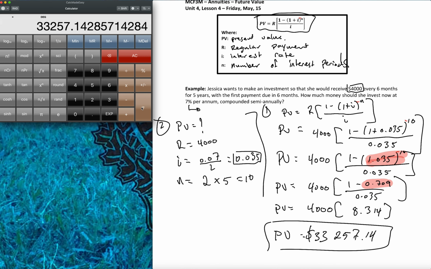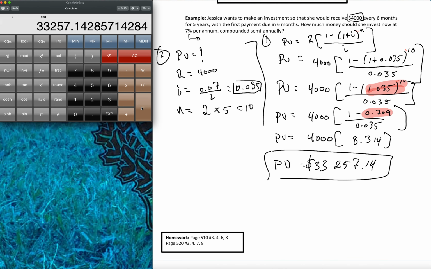Now, let's not lose context of what's going on here, right? So Jessica wants to invest some amount of money so that, over time, for 5 years, she doesn't have to do anything. She's just going to get $4,000 every 6 months. It's almost like retirement, right? You make a bunch of contributions over a large period of time, and then after you retire, you receive money every month.